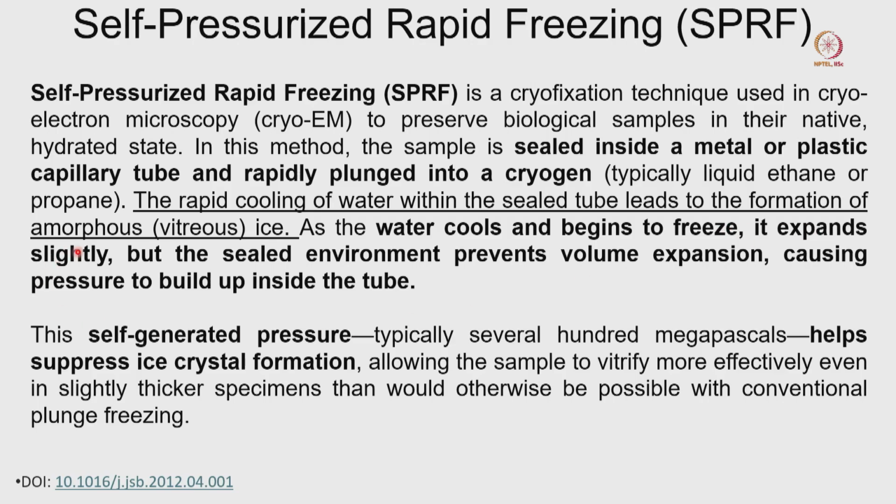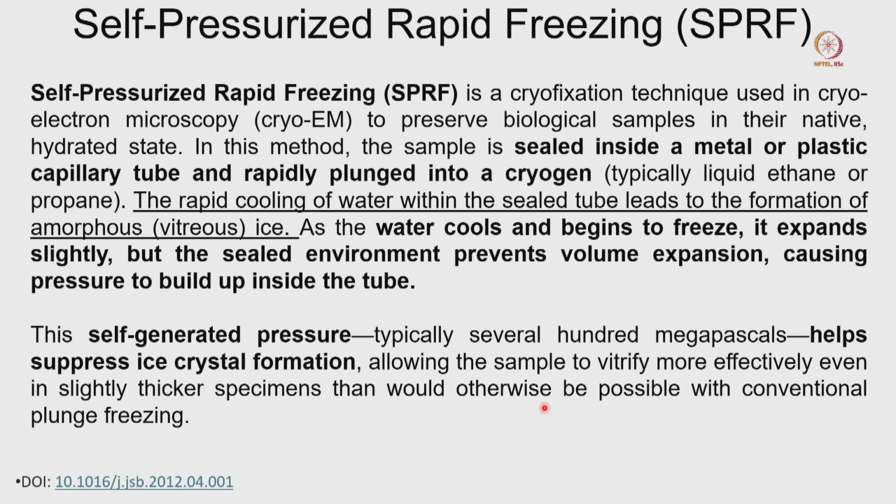So, when it expands, it cannot get enough space because that capillary tube is already sealed. The sealed environment prevents volume expansion, causing pressure to build up inside the tube. So, we are using this method to create a high pressure during the freezing. This self-generated pressure, typically several hundred megapascals, helps suppress ice crystal formation, allowing the sample to vitrify more effectively even in slightly thicker specimens than would otherwise be possible with conventional plunge freezing.